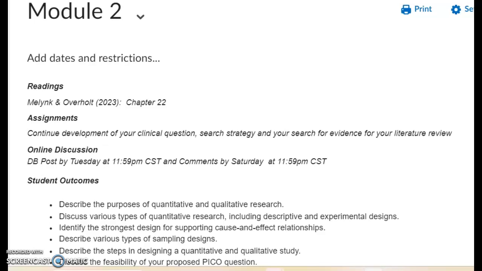Let's take a look at the specific steps in designing a quantitative study again. We are going to begin with steps 1 and 2, and then step 3, where we're searching the literature. We don't need to begin that critical appraisal just yet. We'll talk more about that in the upcoming weeks. But I think what Chapter 22 does for us is it talks about study feasibility.